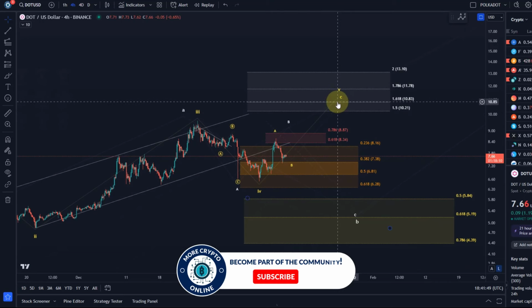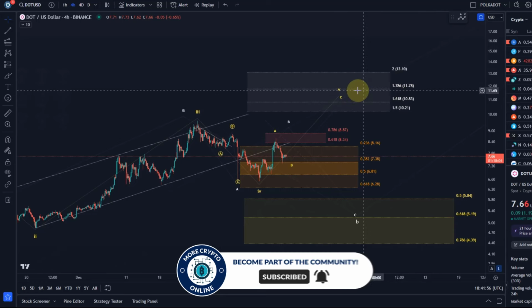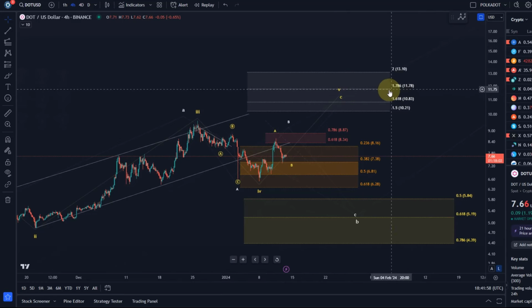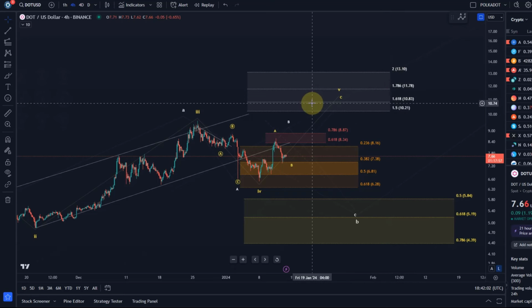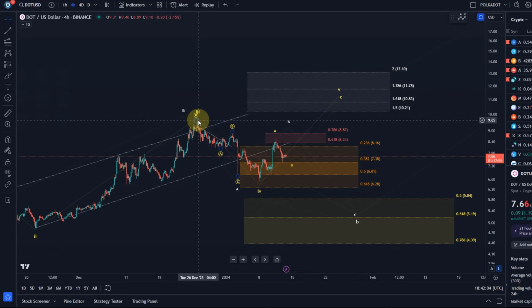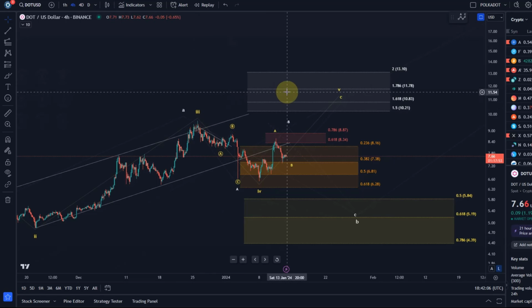So in this scenario, the price in a wave five should reach at least $10.21. Better $10.83 plus. Typically for a wave five, the ideal target is, I mean, $11.78, in this case the 1.786, or the $13.10 level, the 200% extension. However, the third wave was shallow. So from that point of view, maybe we'll only reach $10.83.